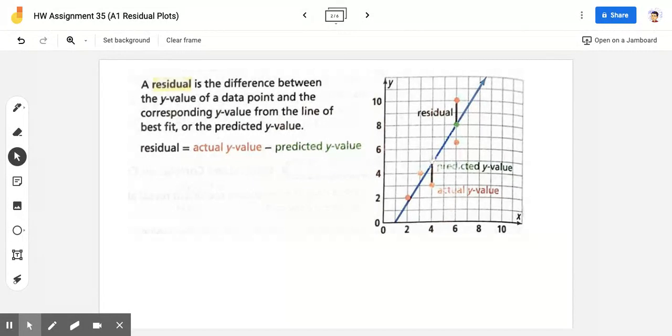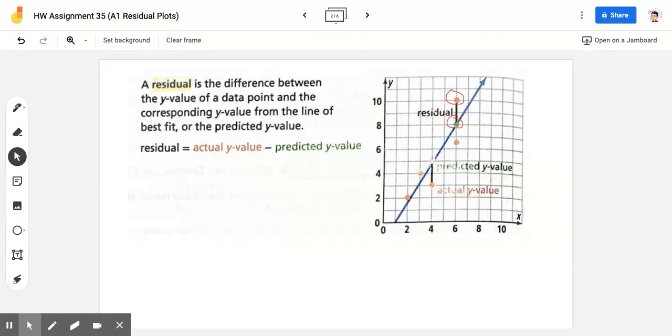So a residual is the difference between the y value of a data point and the corresponding y value from the line of best fit. So basically, if I take the y value from the actual data point, so let's say this was my y value from the actual data point, and I took the y value from the point on the line, I would have what we call a residual. So the actual y value minus the predicted y value.